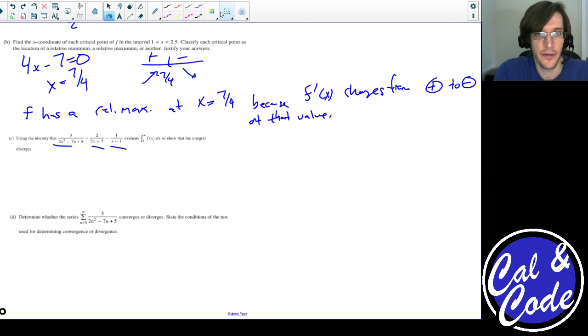All right, let's come on down. Let's do a little improper integral. A little integral we can't take home to mama. All right, they went ahead and showed us how the partial fractions would break apart.